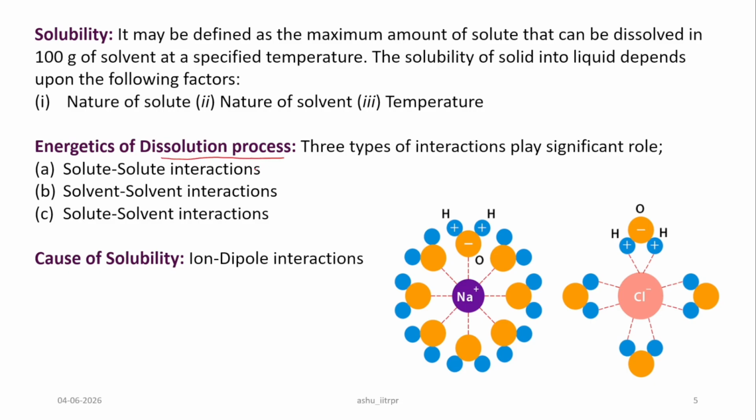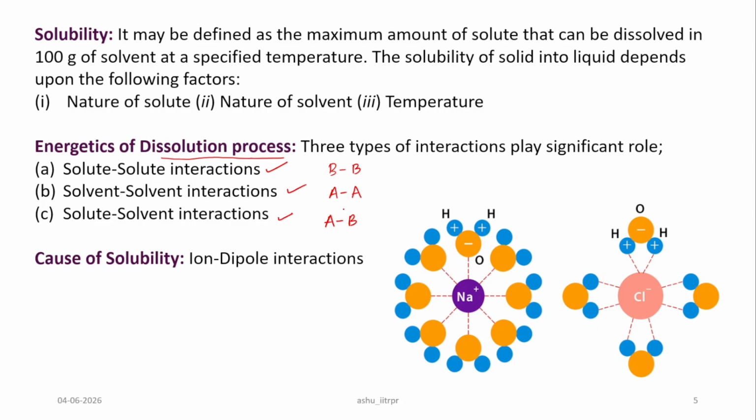Then energetics, that means what energy changes are involved in the dissolution process. So there are various types of energy: solute-solute interaction, then solvent-solvent interaction, then solute-solvent interaction. I will be representing solute as B. So BB interactions, then solvent as AA interactions, then solute-solvent interaction as AB interaction.